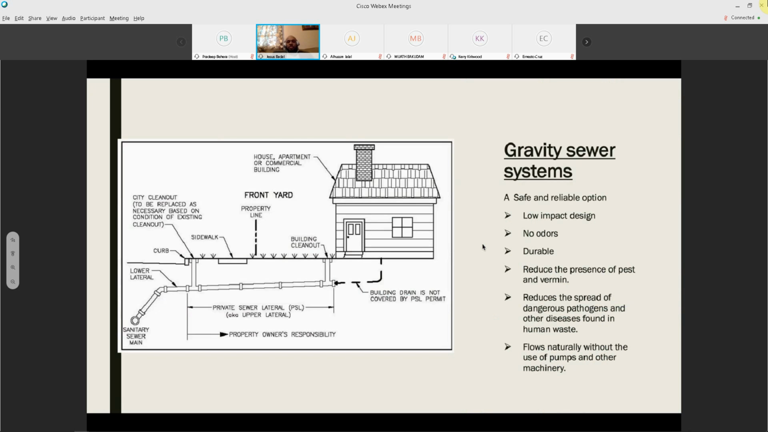So gravity sewers are designed to be low impact. They're not supposed to have any odors. It's supposed to be a durable design. It's supposed to reduce the presence of pests and vermin who would otherwise feed and live in any waste that's produced, reduce the spread of dangerous pathogens and diseases found in human waste, and flow naturally without the use of pumps or machinery. Next slide, please.